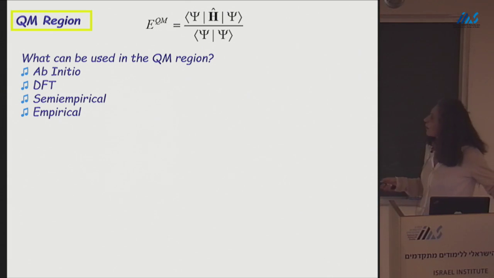Okay, so QM, what do we do in the QM? Actually, we solve the Schrödinger equation, and we get the energy, we get the wave function, and now in order to use that, we can use various approaches. So there is the ab initio approach, there are DFT approaches, there are semi-empirical approaches, and pay attention, there is also an empirical approach, which I will slightly elaborate about later.